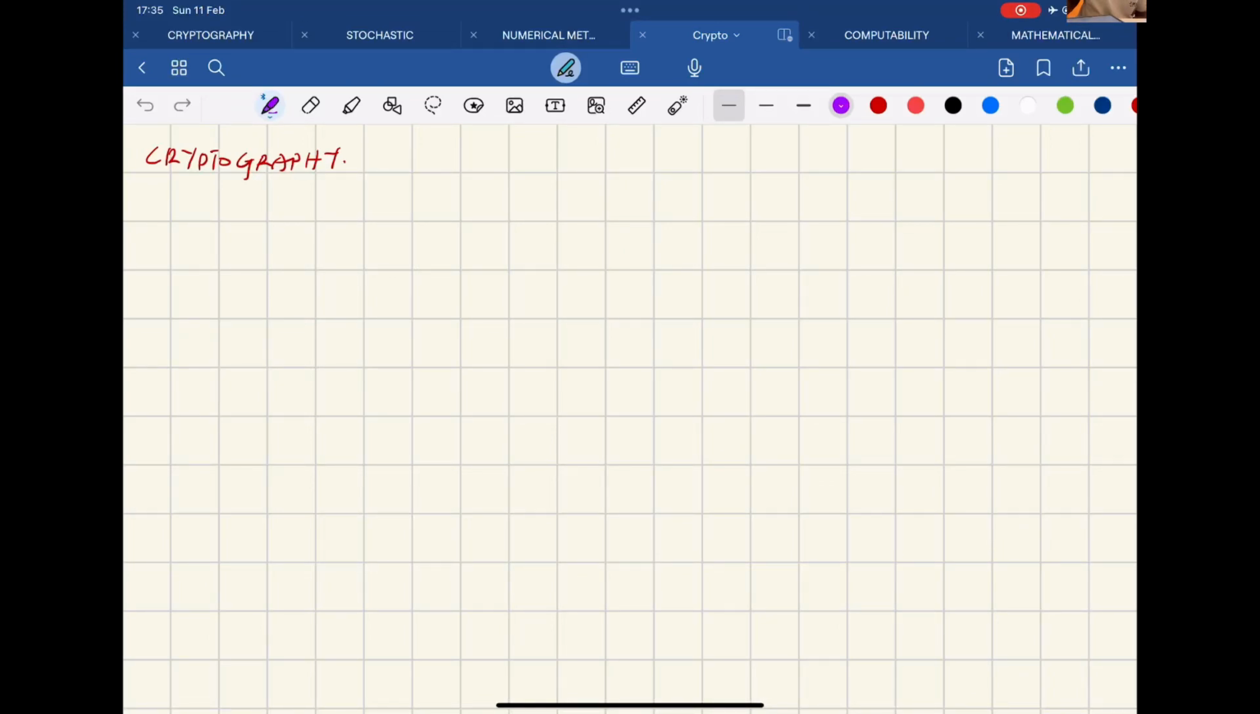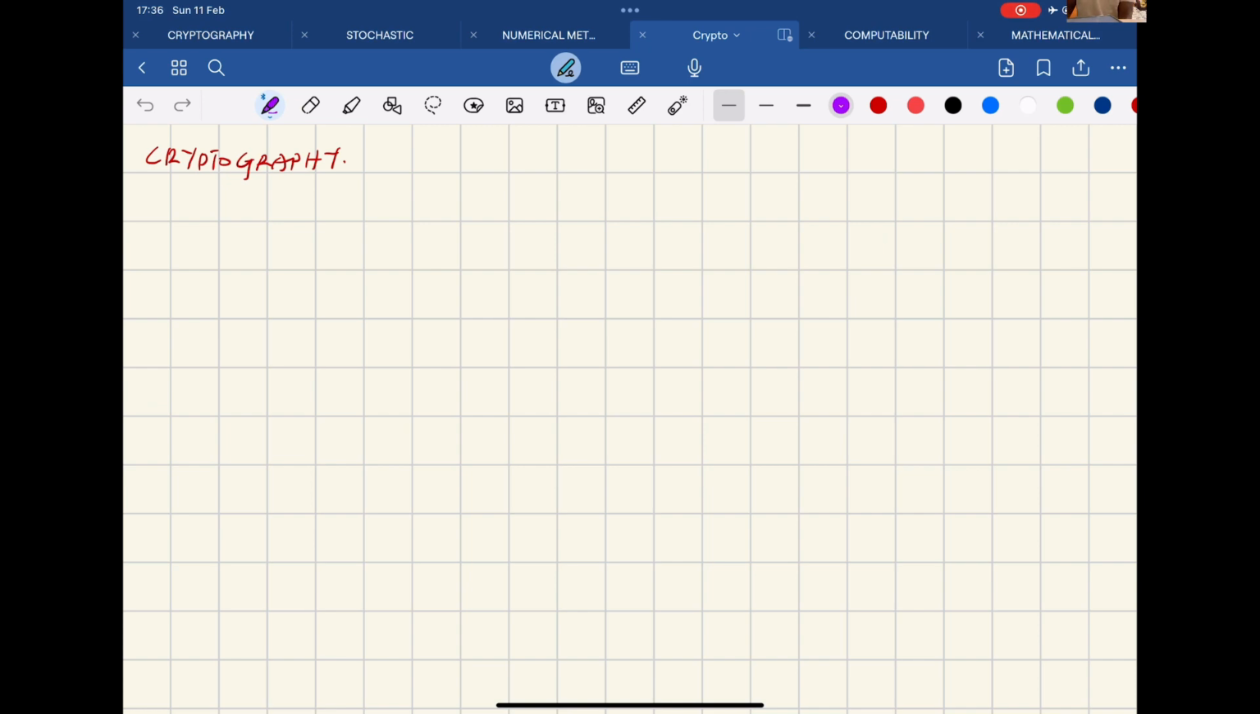Today we are going to be looking at cryptography. Now, what is cryptography? Cryptography is the study of methods of sending messages in hidden form so that only the intended recipient can remove the disguise and read the message.